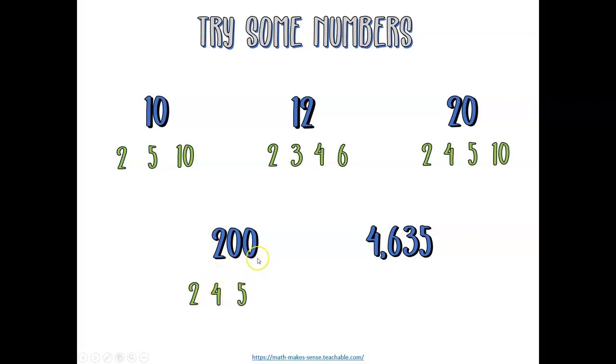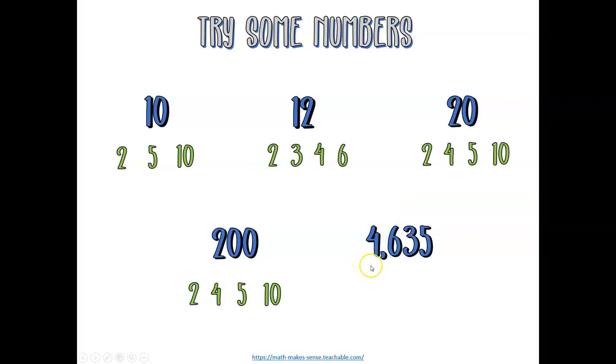5 is good because it ends in 5 or a 0. 6 is out of the game because we don't have a 2 and a 3. 9 is out of the game because it does not add up to 9. And 10 is good because it ends in a 0.